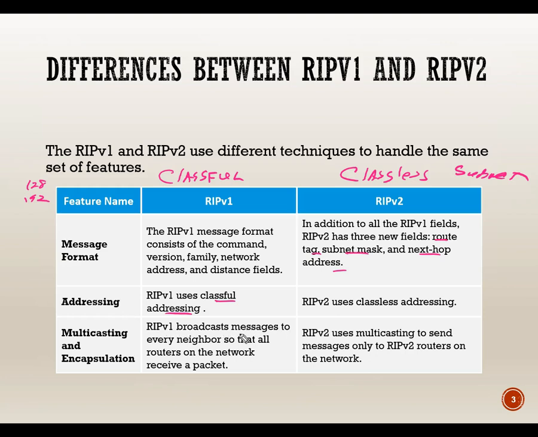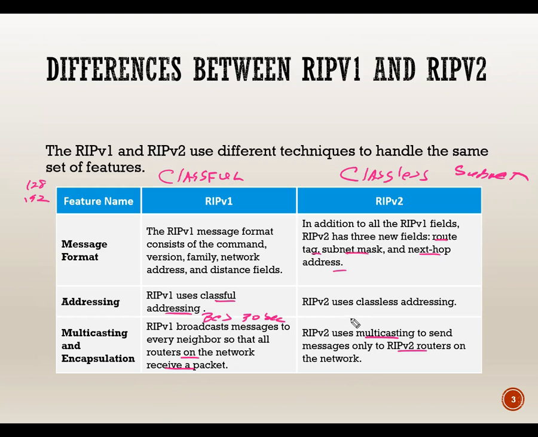Multicasting and encapsulation. RIP v1 broadcasts messages to every neighbor so that all the routers of the network receive a packet. So it uses broadcast, and it broadcasts every 30 seconds. RIP v2 uses multicasting to send messages only to RIP v2 routers.